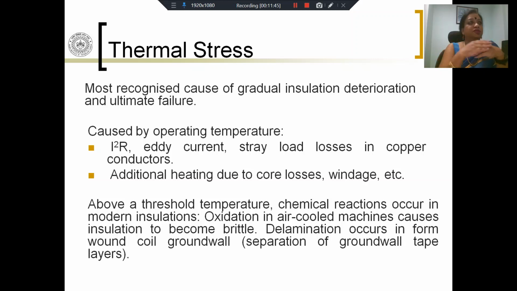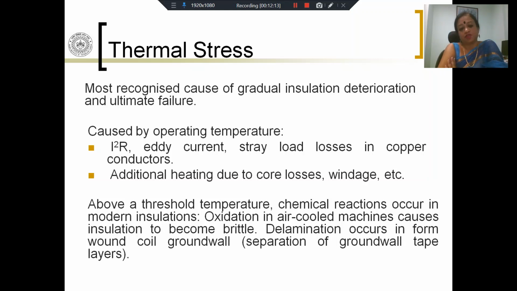But when you cross a certain threshold temperature, at which the reactions are initiated, that is when the degradation begins. And once the degradation begins, the insulation will be able to withstand that degradation for only a certain number of hours. And this is the number of hours that we need to determine. For example, it's not just electrical failure that we are looking at. We are looking at all kinds of failure.